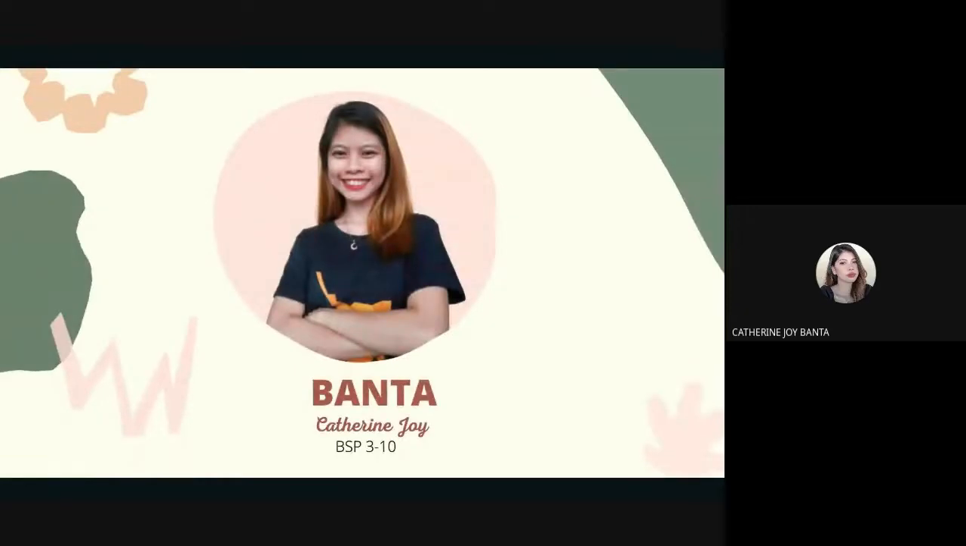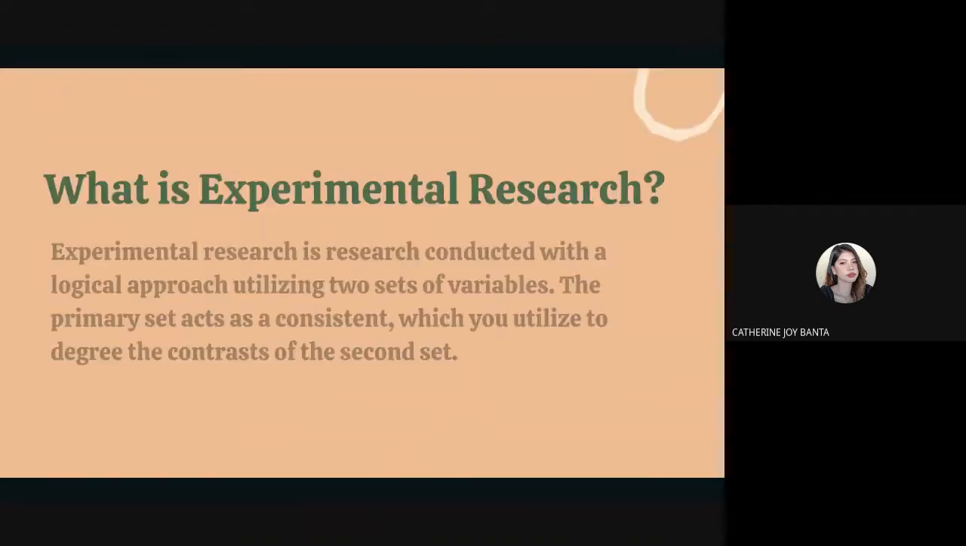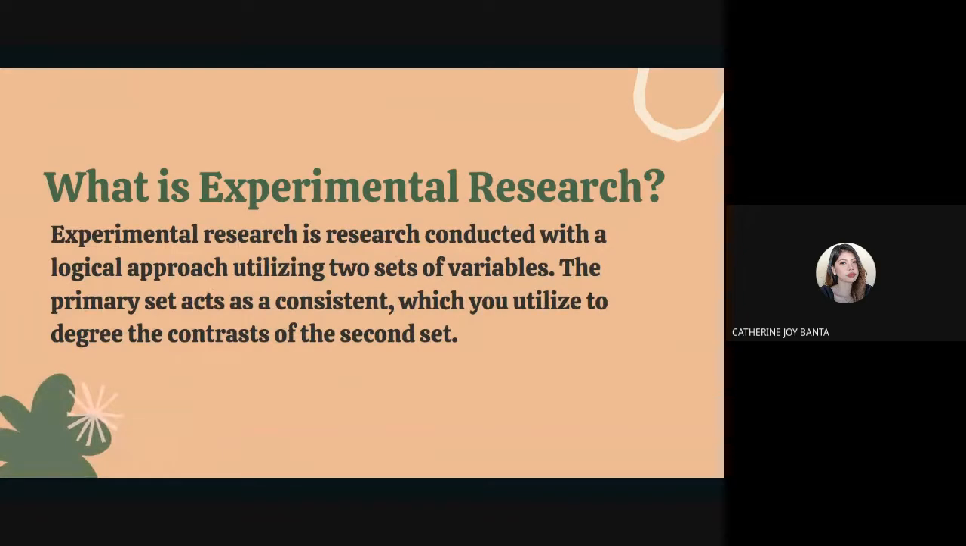Hi guys, I am Catherine Joy Banta from ESP 3-10. So, for today, we will tackle about what is the experimental research. Just a brief explanation. So, experimental research is research conducted with a scientific approach using two sets of variables. The first set acts as a constant which we use to measure the differences of second set. And for example, quantitative research methods is the example of experimental research.